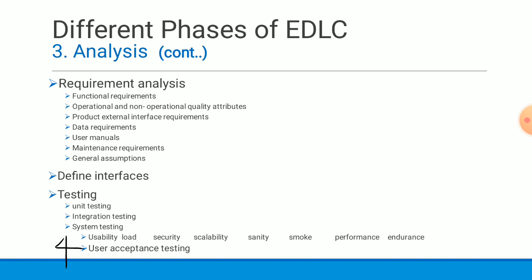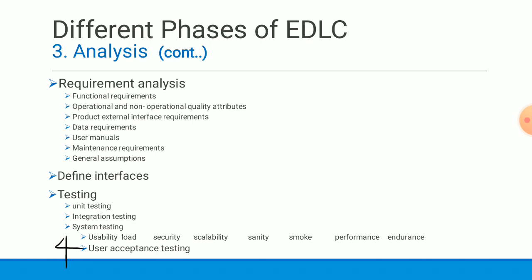Then sanity testing, that is superficial testing performed to ensure that the product is functioning properly. Smoke testing is a non-exhaustive test to ensure that the crucial requirements for the product are functioning properly. Okay, so it doesn't give importance to finer details, it checks only the crucial requirements of the product. Performance testing covers all the performance aspects of the product after integration. Last one is endurance testing, it checks the durability of the product.